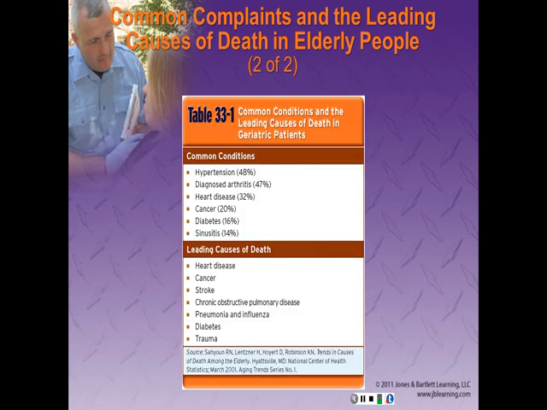The most frequently occurring conditions in older persons are hypertension, respiratory diseases, diagnosed arthritis, and heart disease. The leading causes of death in the geriatric population include heart disease, cancer, stroke, chronic obstructive pulmonary disease and other respiratory illnesses, diabetes, and trauma.